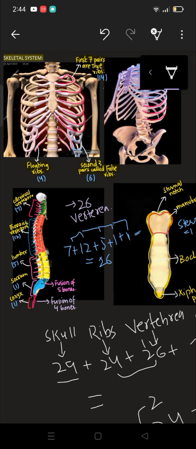So this was all for today. In the next video we'll be talking about joints. Then after joints we'll be going with our appendicular skeletal system, which has 126 bones. So this was all for today.